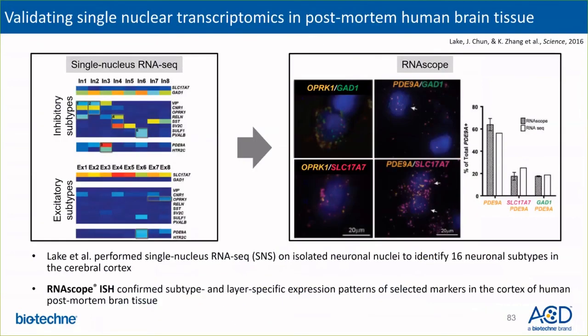Another area of RNAscope application is validation of RNA-seq results. Authors have used RNAscope ISH to confirm the identity of the neuronal subtypes identified using single nucleus RNA-seq. This paper demonstrates a robust and scalable method for identifying and categorizing single nuclear transcriptomes.